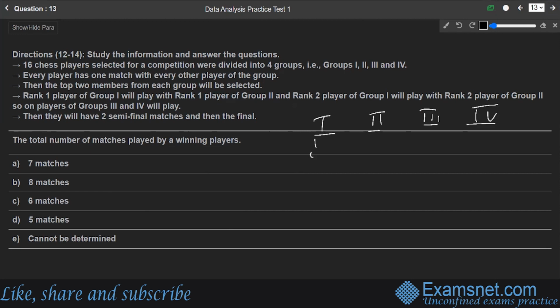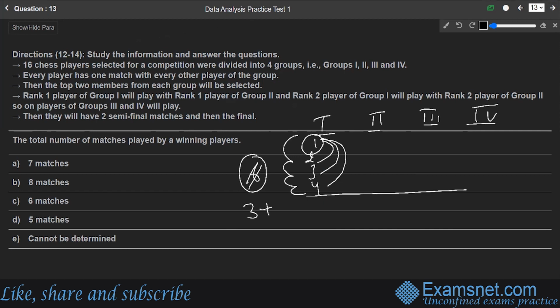So in the first group, 1, 2, 3, 4 were there. If he is the winner of the group, then let us count how many matches he's playing. In his group, there are in all 6 matches altogether. Oh sorry, how many matches is he going to play? He's going to play 3 matches. He plays with second number, he plays with third number, he plays with 4 number. So he's playing 3 matches in his group itself.